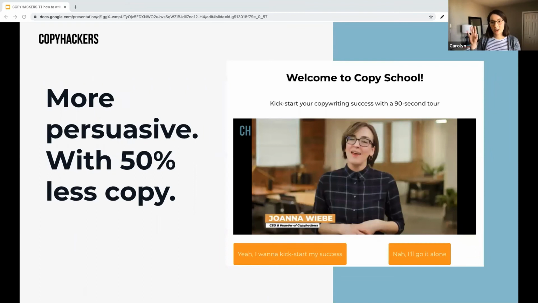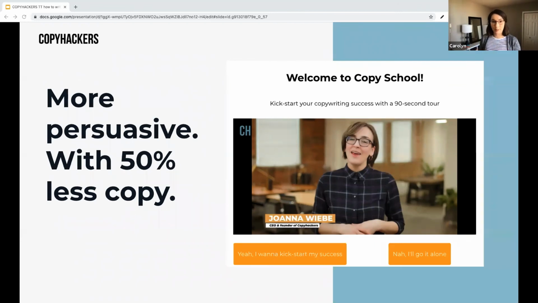And then here is our revised modal. So that's it, benefit first. So kickstart your copywriting success. And then we intro the minimal time commitment. Copy-wise, that turned into a crosshead, a line of body copy, and 2 buttons. That's all the user needs at this point in order to understand why they should move forward in the tour.